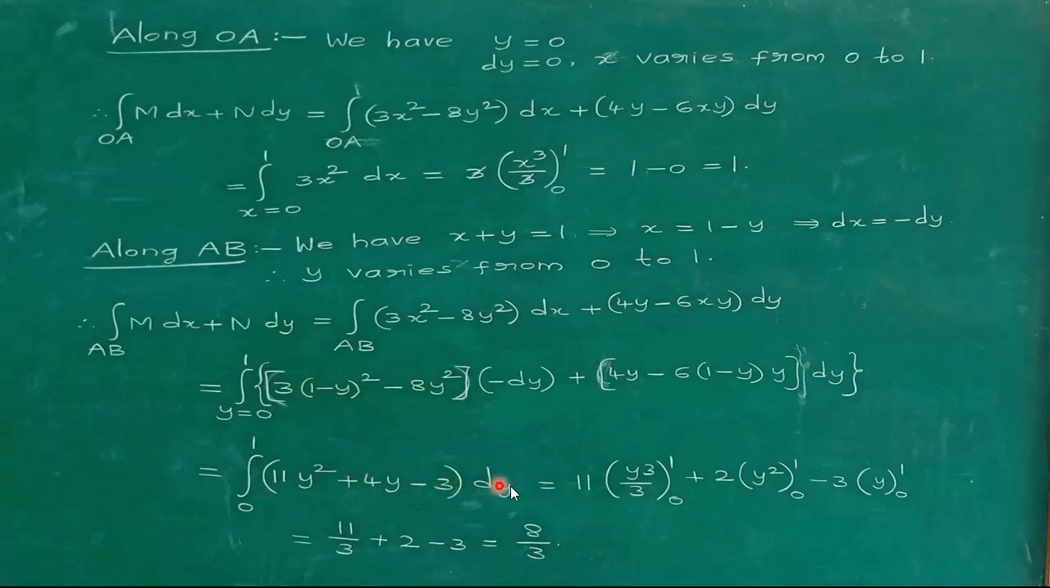Now integrate this with respect to y. 11 into y squared integration is y cubed by 3, the limits are 0 to 1, plus 4 into y integration is y squared by 2, so the 2 cancels, we get 2 y squared, the limits are 0 to 1, minus 3 into the integration of dy is y, the limits are 0 to 1. If you substitute the limits, you get 11 by 3 plus 2 minus 3. If you simplify this, you get 8 by 3. So this is the line integral value along AB.